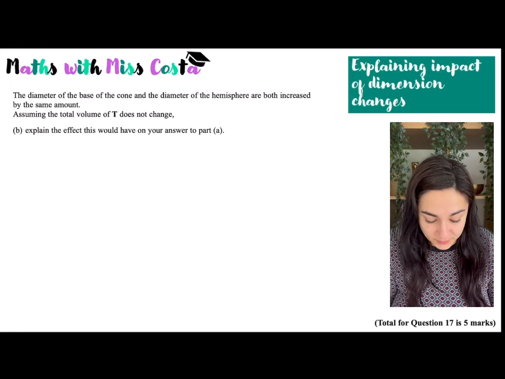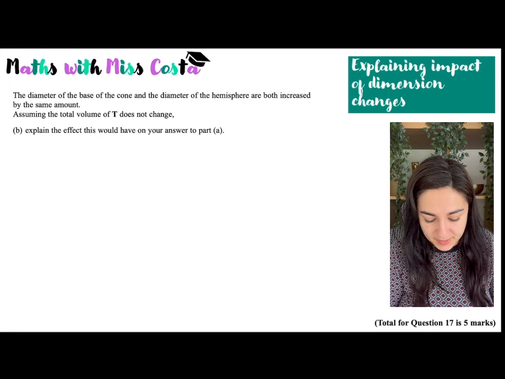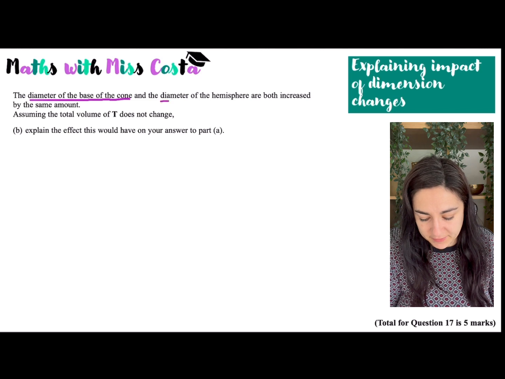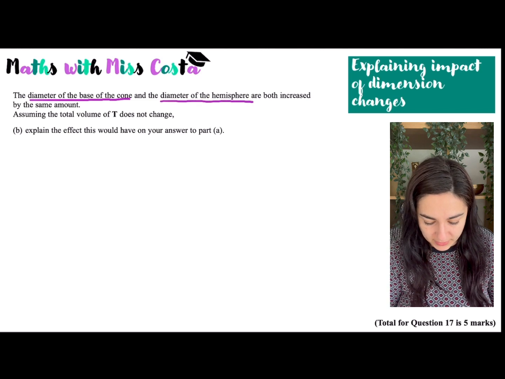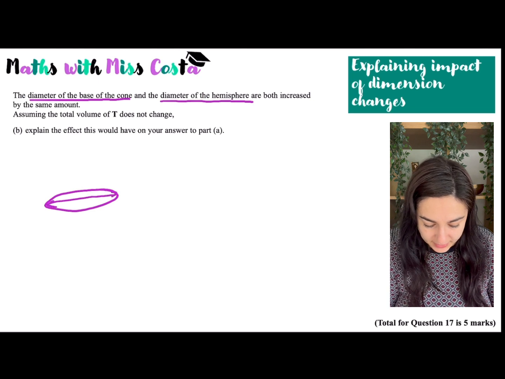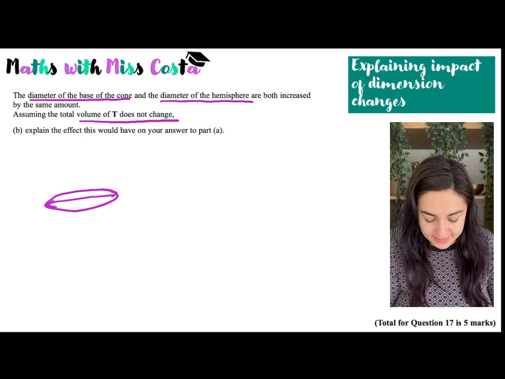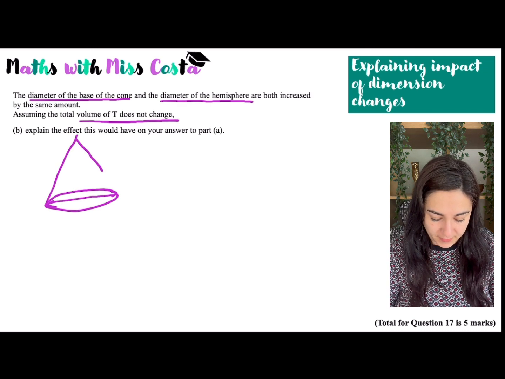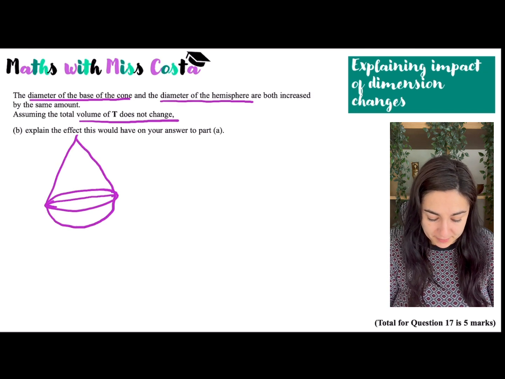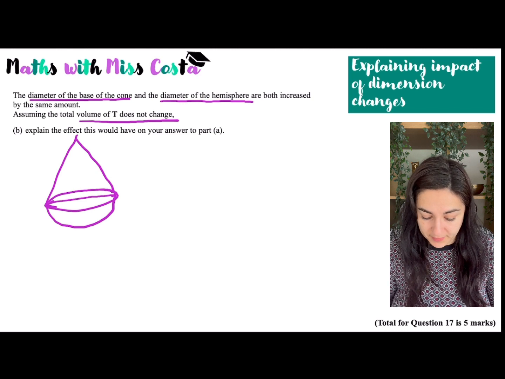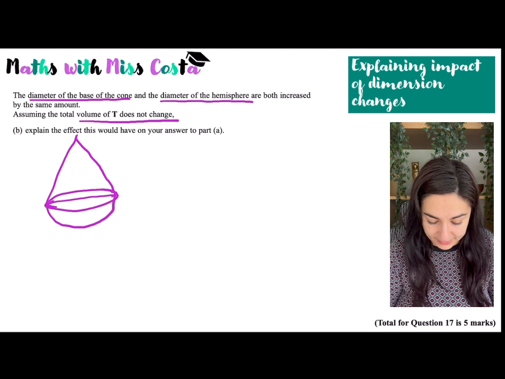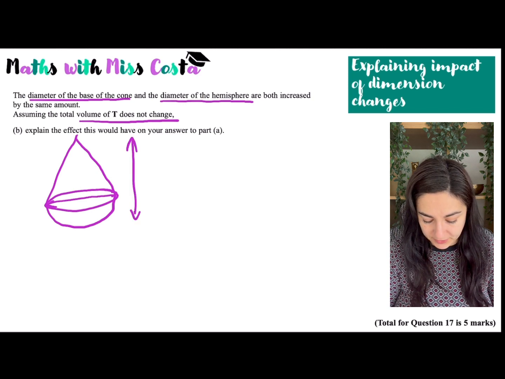Okay, so in this question we are told that the diameter of the base of the cone and the diameter of the hemisphere are both increased. So this bit here in the shape is increased by the same amount, assuming the total volume of T, so the total volume of this shape does not change. What effect would that have on your answer to part A? So remember, part A was the total height.